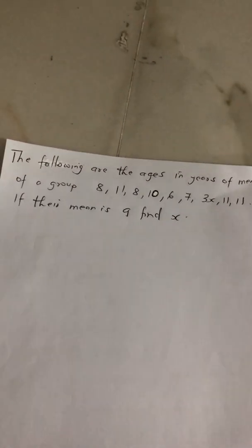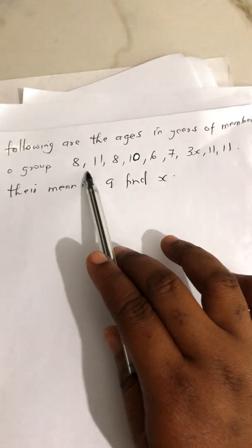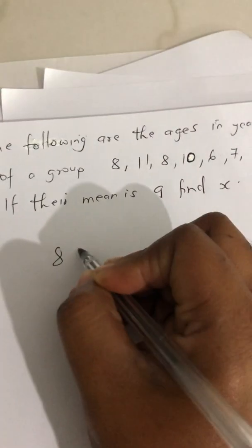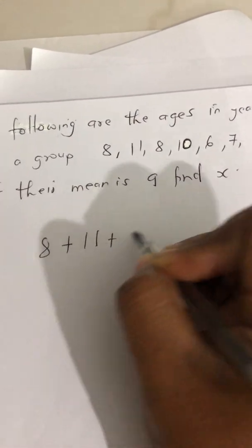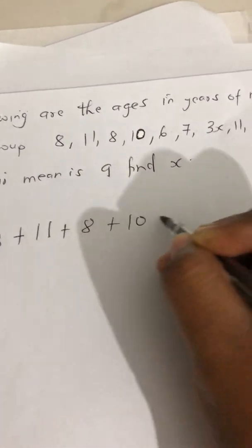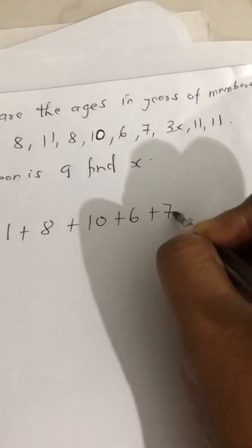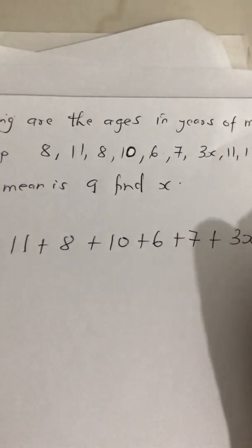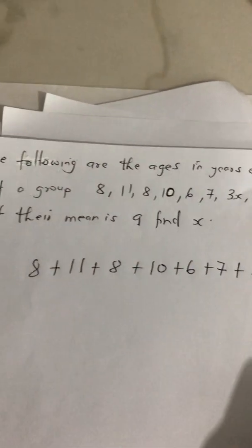So what we are going to do, since there's no question here, I'm going to just solve it on this question. We are going to sum all these numbers. So you sum it as you see it: 8 plus 11 plus 8 plus 10 plus 6 plus 7 plus 3x plus 11 plus 11.